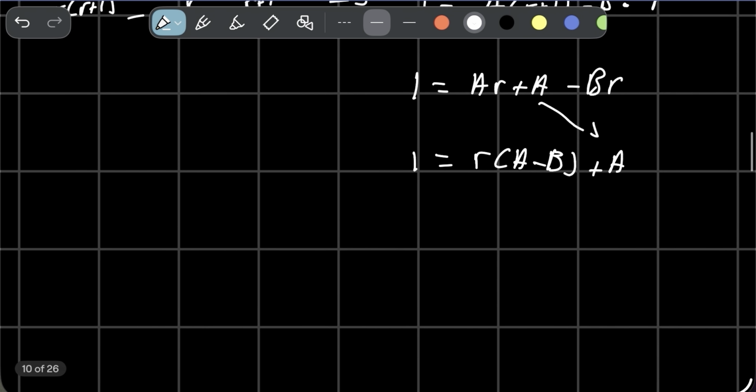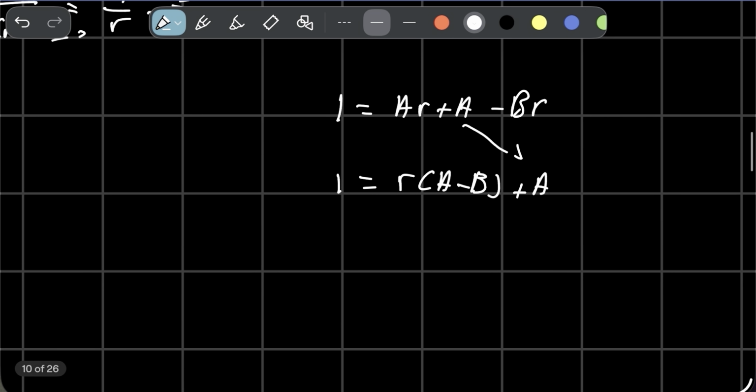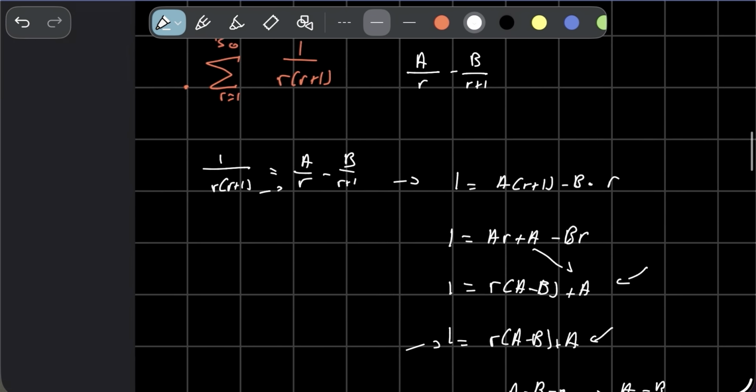Therefore, we only want to compare the coefficients, okay? Between these two, we have 1 and r times (A minus B) plus A. We have only one here, we have 0 r's. Therefore, the coefficient of r is 0. Therefore, A minus B equals 0, therefore A equals B, and the constant will be equal to the constant here. A is 1, so B is 1. So as I told you, A and B are 1 and 1.